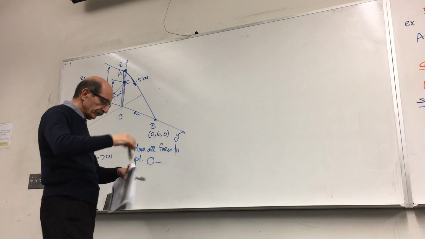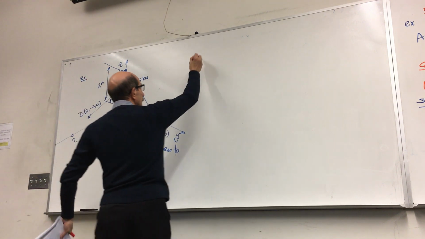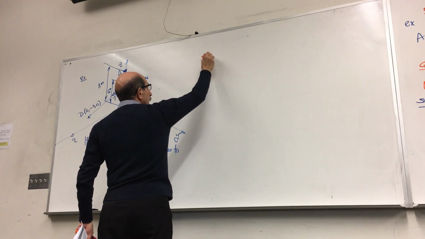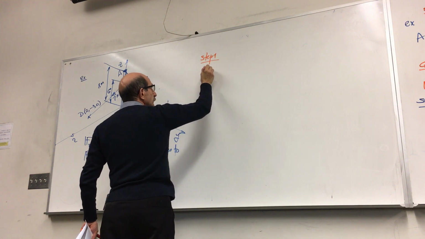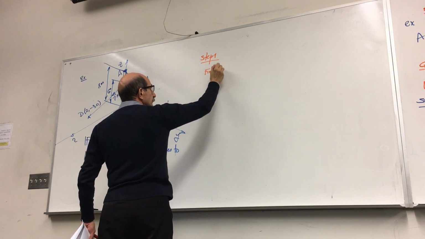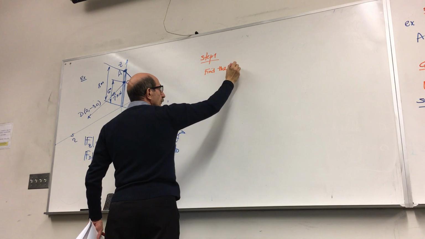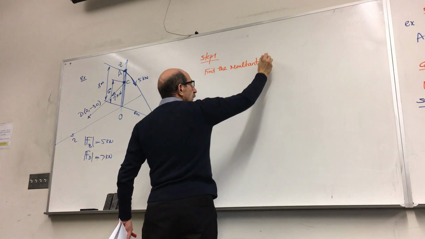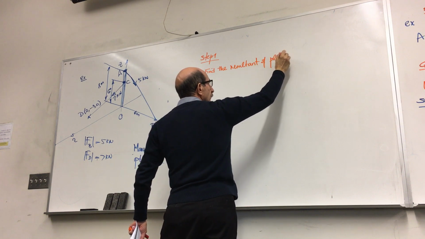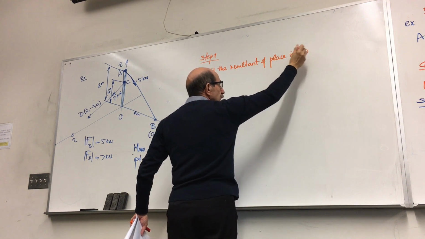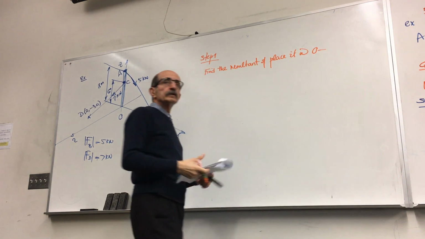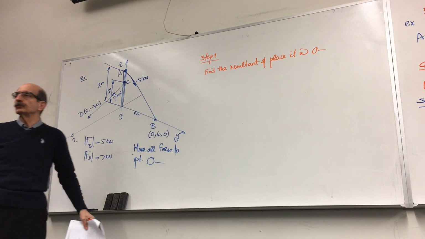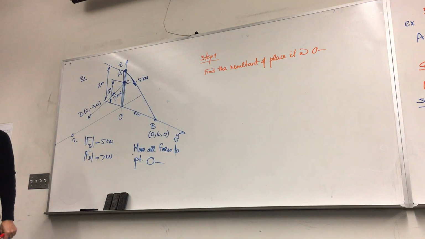That means step 1, find the resultant force and place it at this new point. How do you find the resultant? In this case, you need to write everything in vectorial form, right?